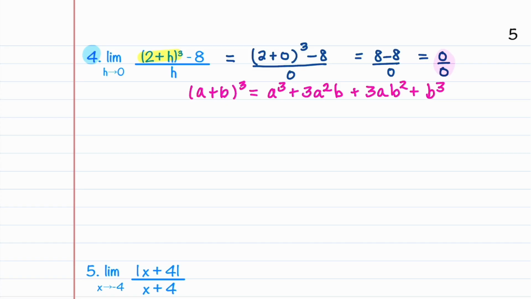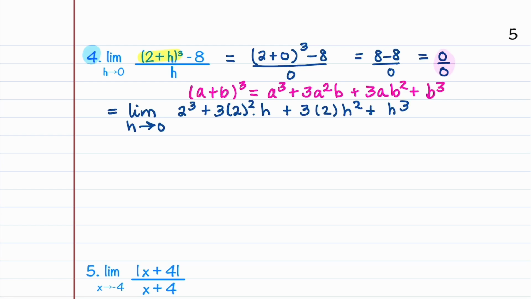If you don't want to remember that formula, you can just multiply 2 plus h cubed out by hand. I'm going to use the formula, so I'm going to write down this is the limit as h goes to 0, 2 cubed plus 3 times 2 squared times h plus 3 times 2 times h squared plus h cubed. And then we can't forget we have a minus 8 to tag on there. All of this gets divided by h.